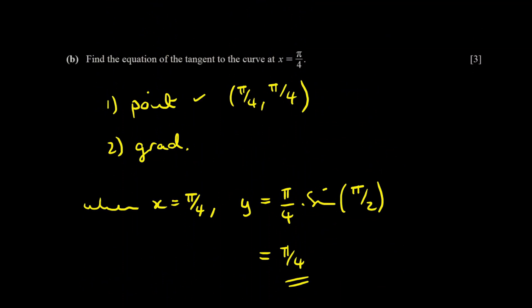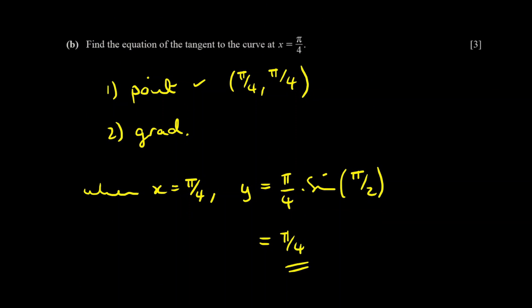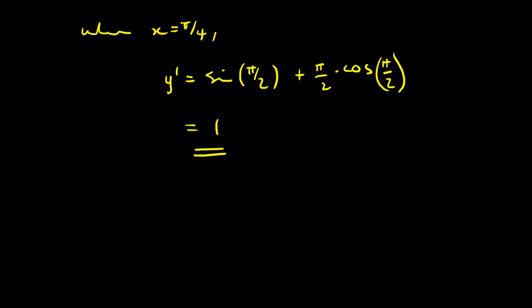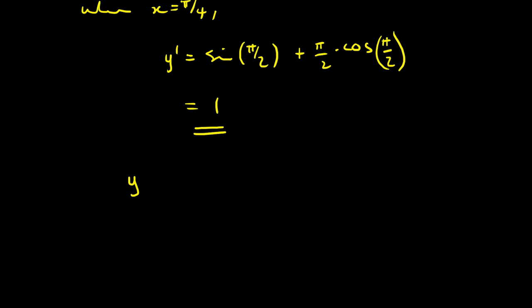And we want to find the equation of the tangent. So that's fine, we don't need to find the gradient of the normal by using m1 m2 equals negative 1. So now what we can do is the last step, use the formula y minus y1 is equal to m times (x minus x1).